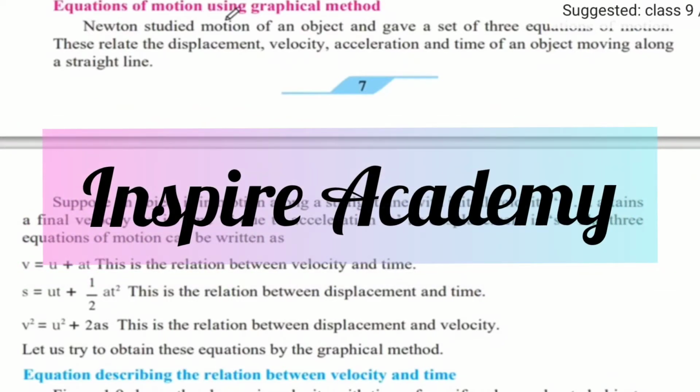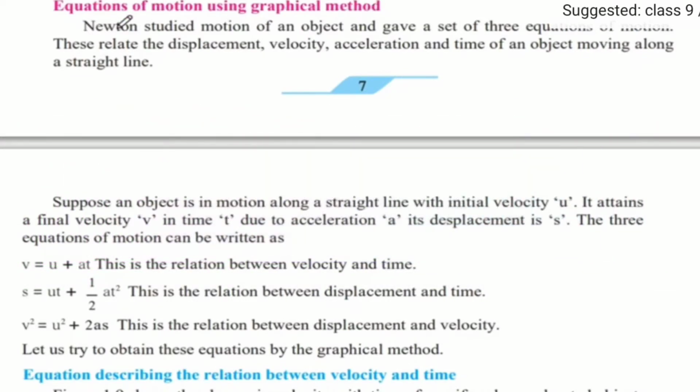Equations of motion using graphical method. Newton studied the motion of an object and gave a set of 3 equations of motion. Newton was a scientist who studied the motion of objects and he gave 3 equations which we will study now. These relate the displacement, velocity, acceleration and time of an object moving along a straight line.